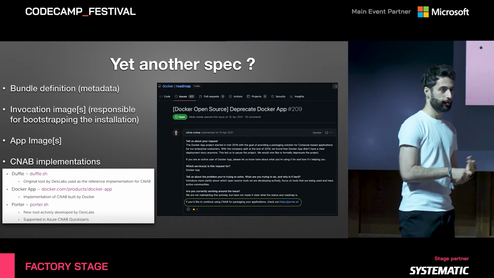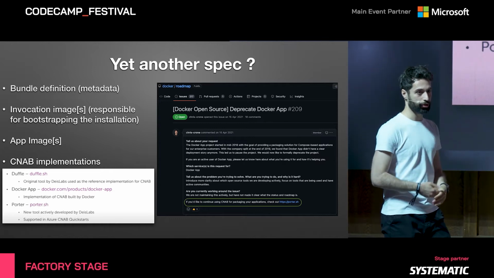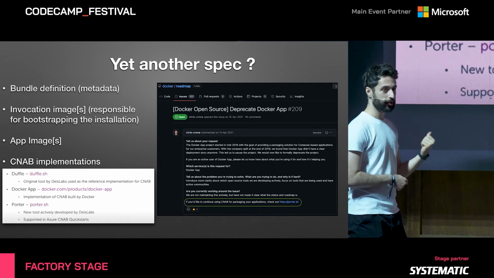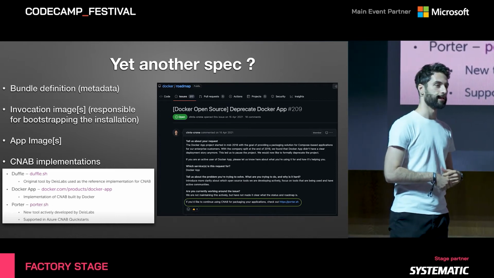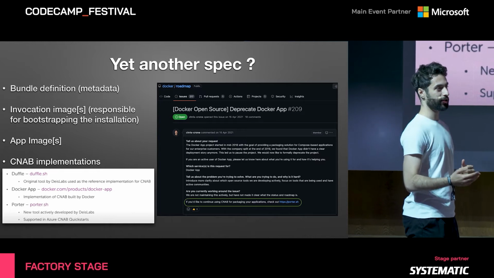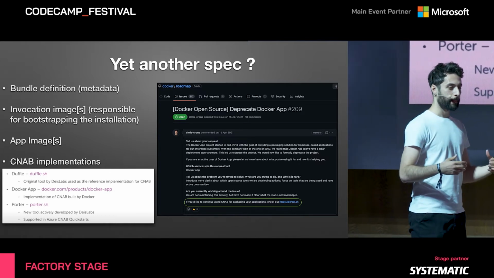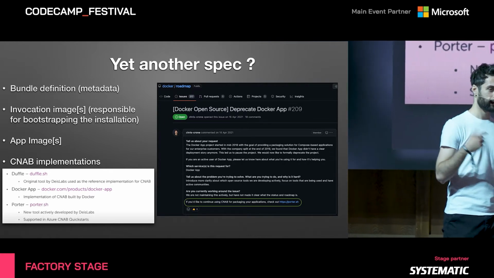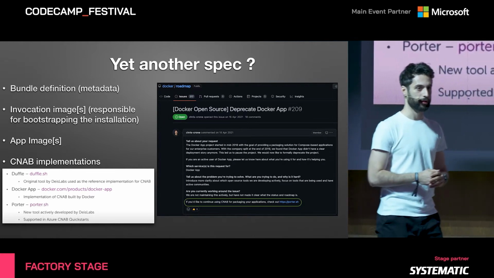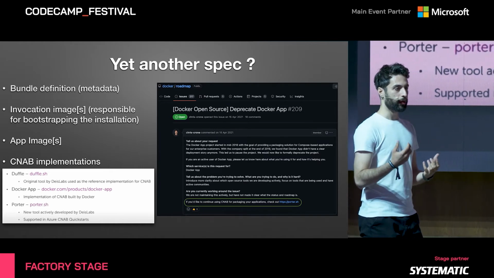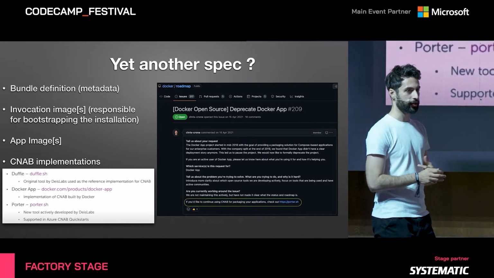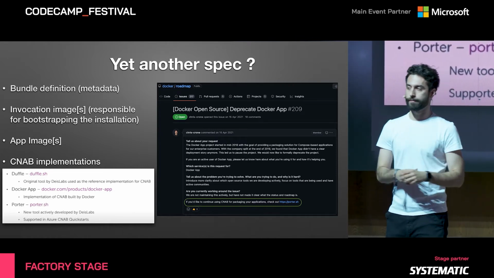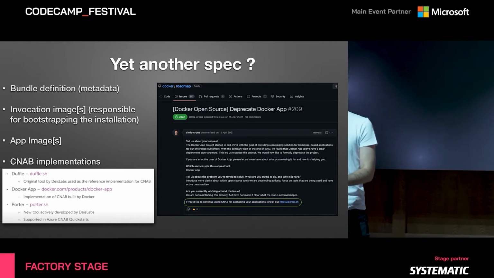We have three things. We have our application images, which are the things that we want to deploy, to deliver. We have the invocation image, and this is the main thing of bundles, the thing that bootstraps your installation and provides the tooling that the application needs to be deployed at runtime. It sounds complex, but it's not really. Basically, if your application needs kubectl or Helm or things like that, you can package it in the invocation image, and of course, you're going to have some definition, the bundle metadata.